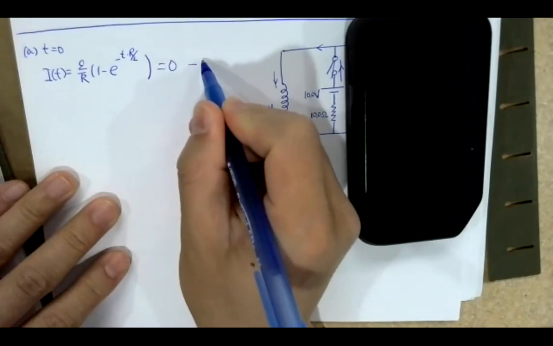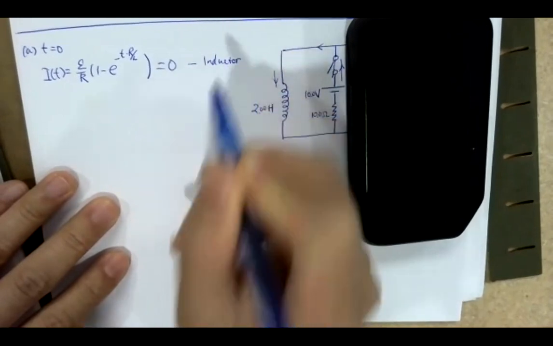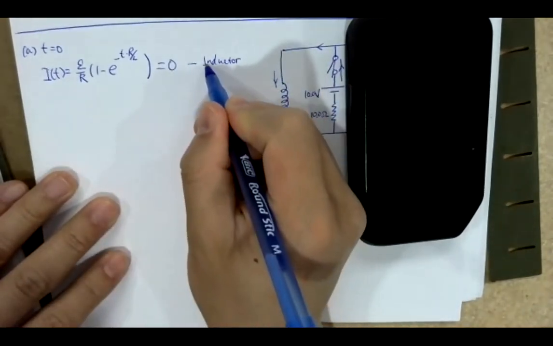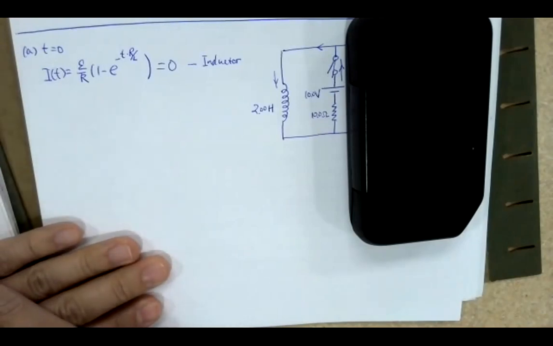So this is the current in the inductor. Immediately after you turn on the switch, your current is 0, but then it starts to go up because you are building it up. This is the current on your inductor.